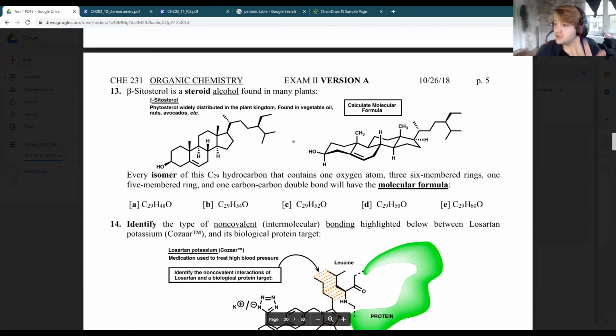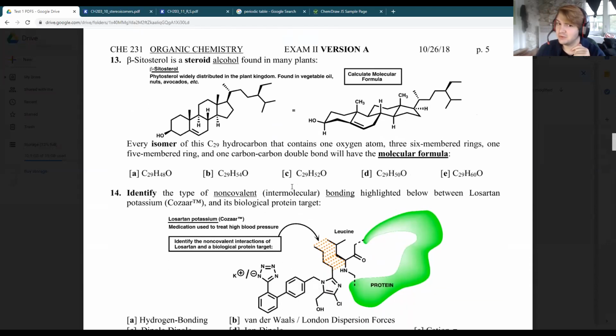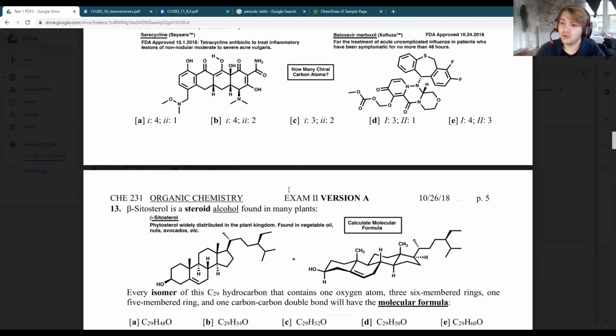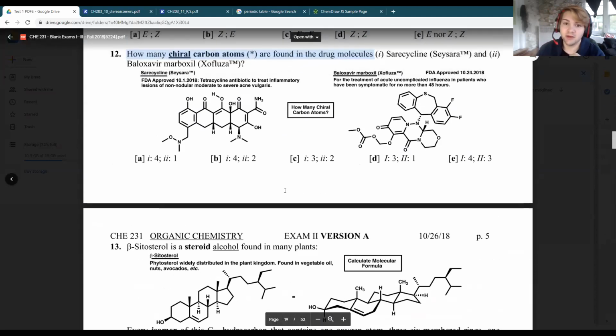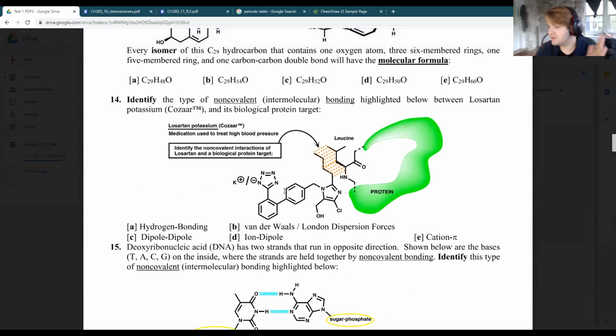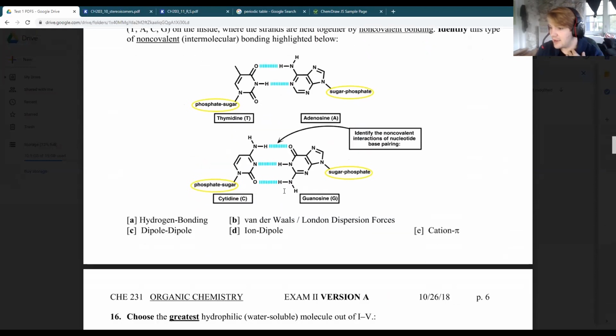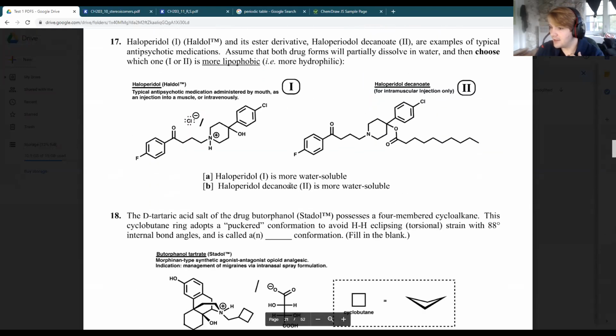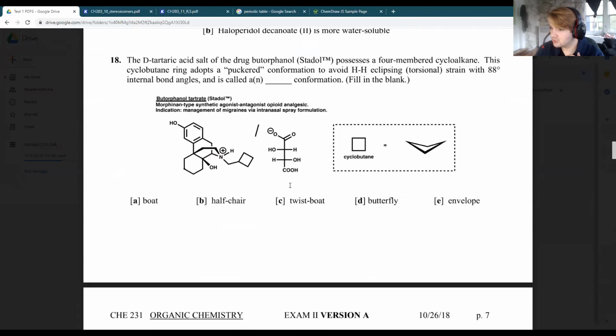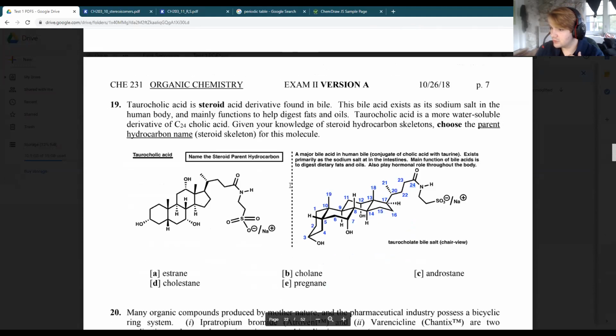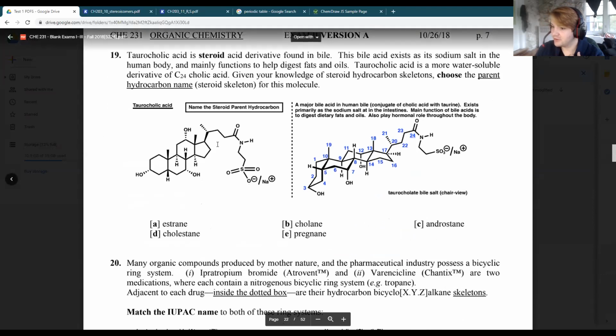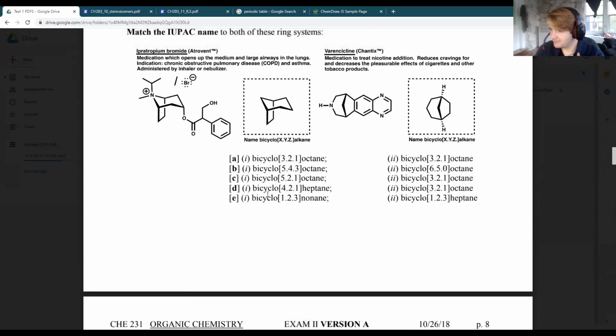What you can do is, I believe you guys had to memorize some drugs by now. Go look up your drugs, look at the drug structures, and determine the chiral carbons. They always have a bunch. It's a really good thing to do. Steroids are another big one.